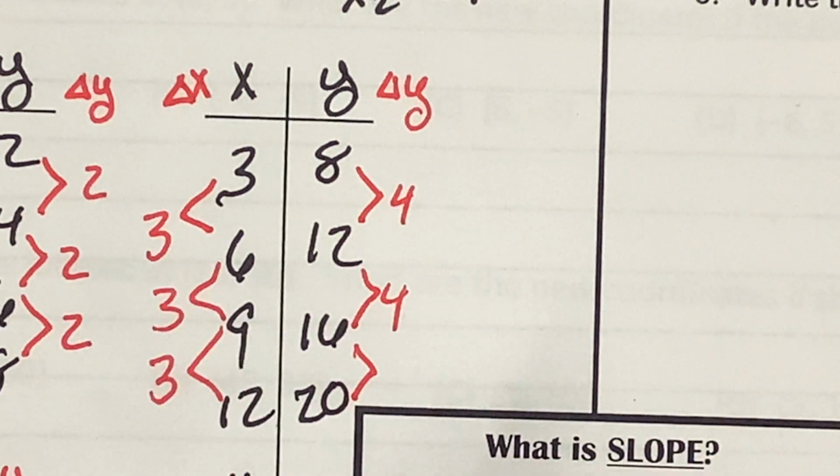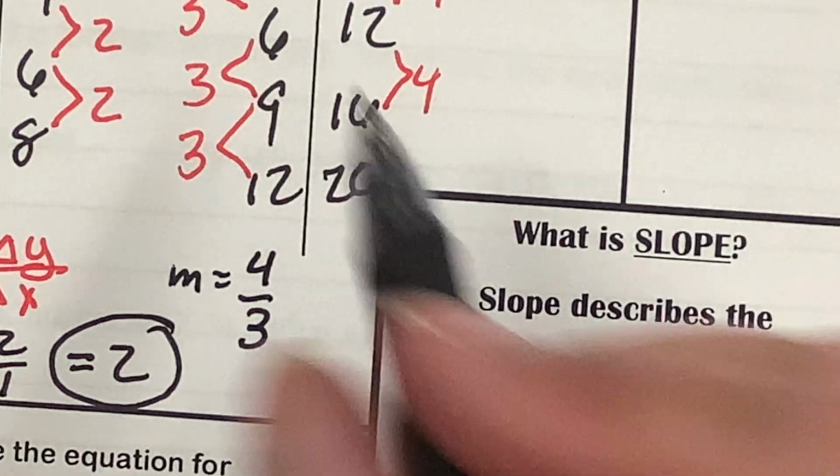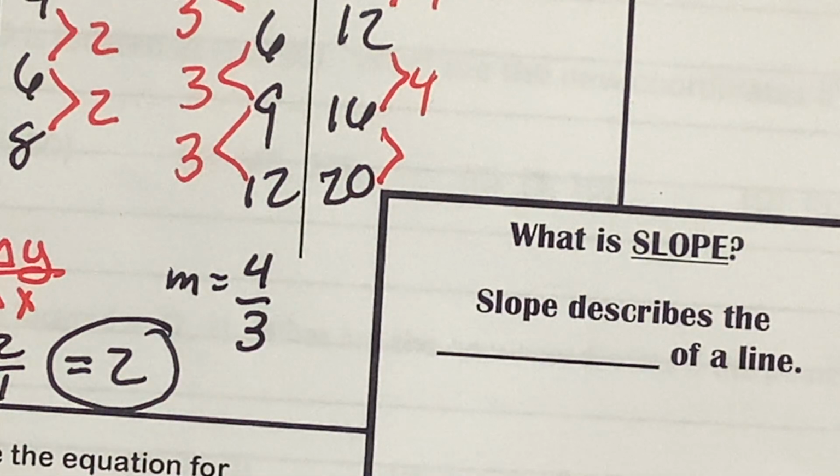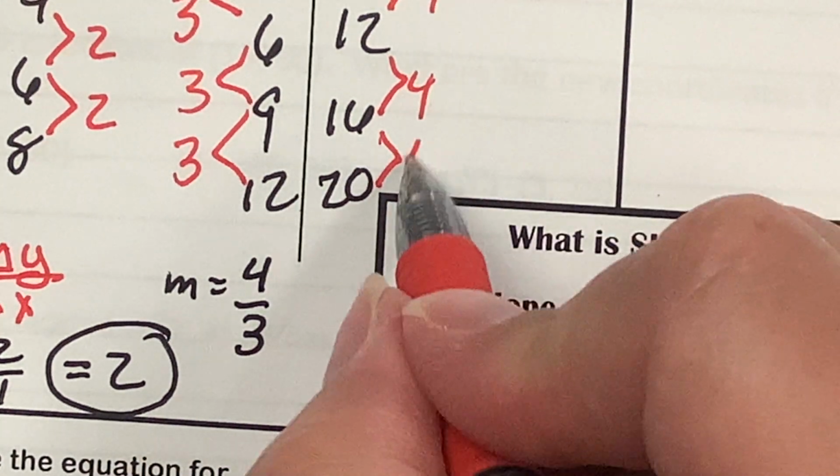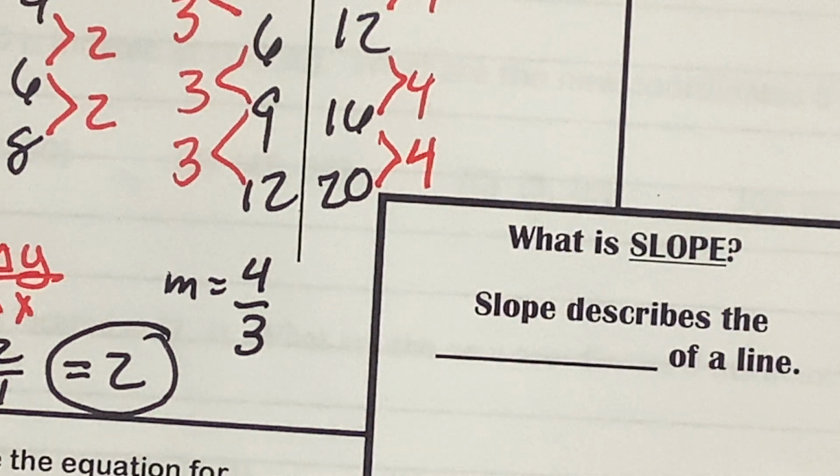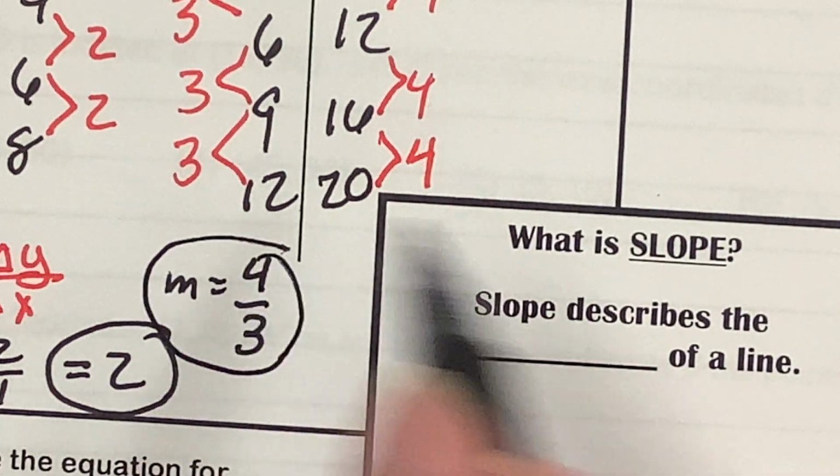Change in y over change in x. I didn't show it to you. Change in y over change in x. They're going up by 4. So, not too bad. The slope for the second one is 4/3.